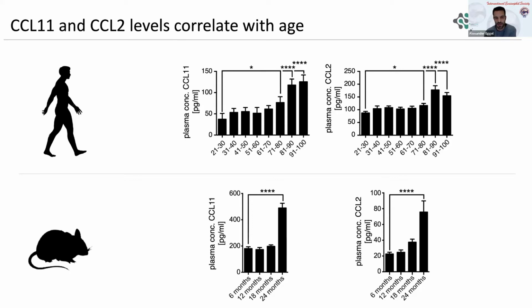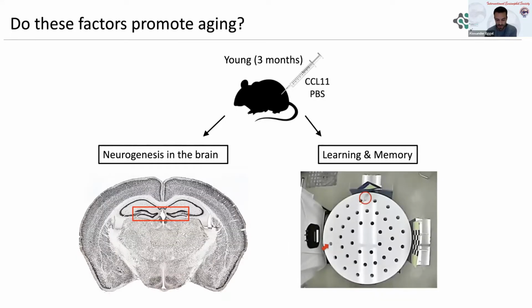To address that question, we performed an experiment in which we tried to assess whether eotaxin CCL11 is a pro-aging factor which could accelerate an aging phenotype in young mice. So we systemically administered CCL11 into young 3-month-old mice and then assessed neurogenesis in the brain. We looked at the dentate gyrus of the hippocampus, and we also performed learning and memory tasks with these mice.